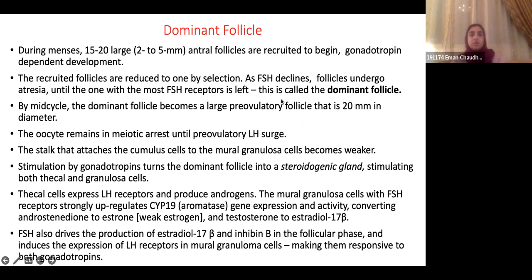Now keep in mind, it remains in meiotic arrest, right? The only time it will go back to undergoing full meiosis is if the egg, once it is released, is fertilized. However, that is not the case in menstruation.